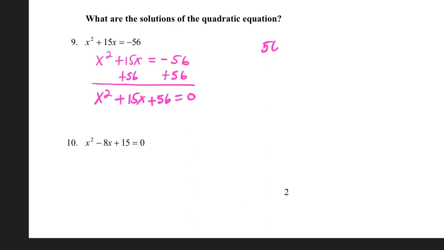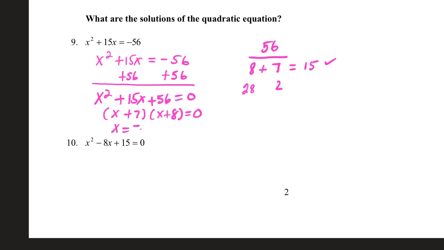So 56. So we have 8 times 7. The next number you have is 28. 28 times 2. So 8 times 7 is 56, and we have 8 plus 7, which gives us 15. And that's the middle one, so we're going to have x plus 7 times x plus 8 equals 0. So x is equal to negative 7, and x is equal to negative 8.